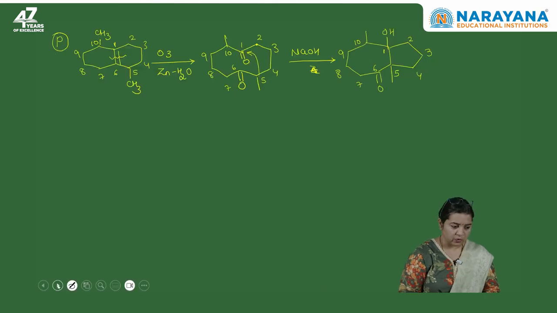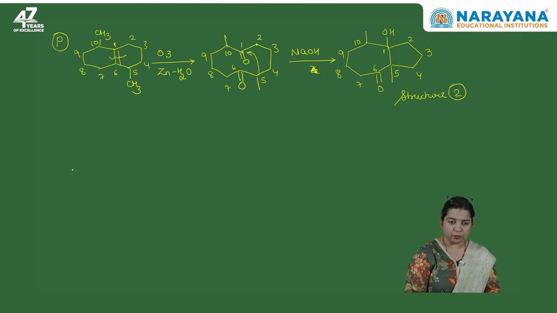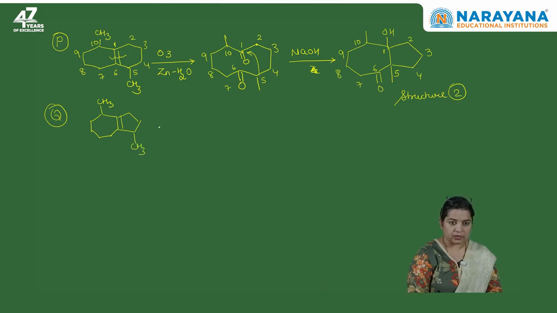So what we are matching or getting here is the structure placed at number 2. So we'll match P with 2. Proceeding to the next subpart, compound 2. Compound 2 is a 7-member substituted cyclohexane, which is fused with a 5-member ring like this.